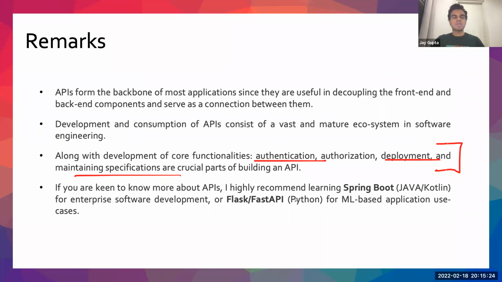So if you are keen to know more about APIs, I really recommend that you go through Spring Boot. It's a framework in Java as well as in Kotlin, or you can use the Flask or FastAPI framework, which you used in this workshop. They are available in Python. So if you know these frameworks, then you will have a really good understanding of how to programmatically code APIs.